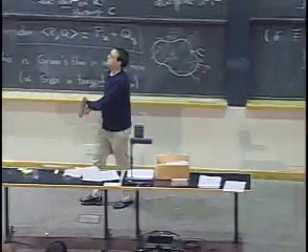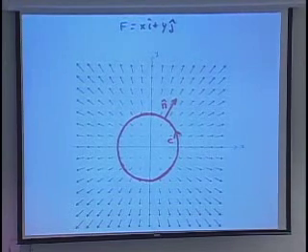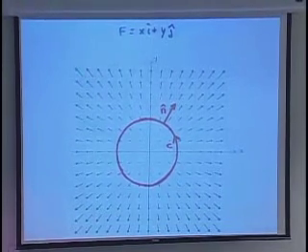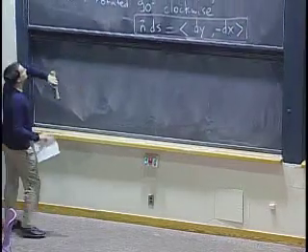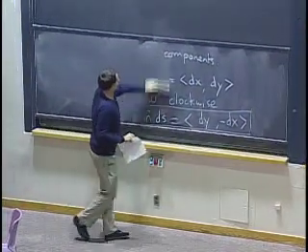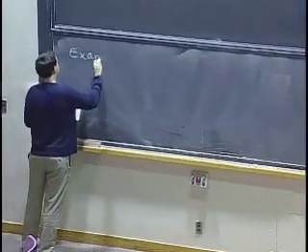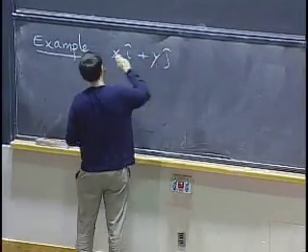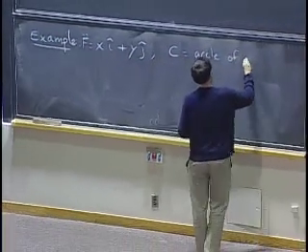Okay, so now let's do an example. Let's look at this picture again, the flux of x i plus y j out of a circle of radius a. We did the calculation directly using geometry, and it wasn't all that bad. But let's see what Green's theorem does for us here. Okay, so example. Let's take the same example as last time: x i plus y j through C, the circle of radius a, counterclockwise.